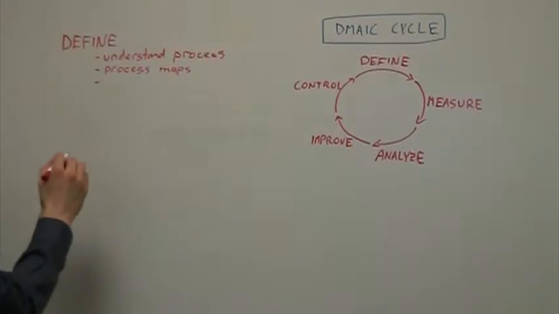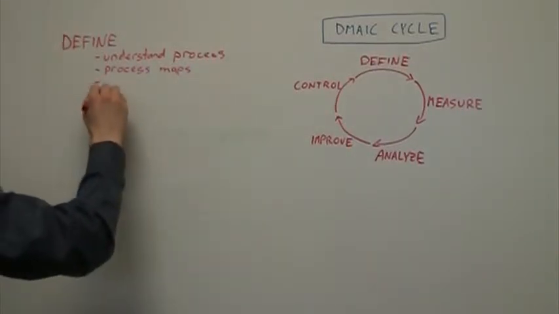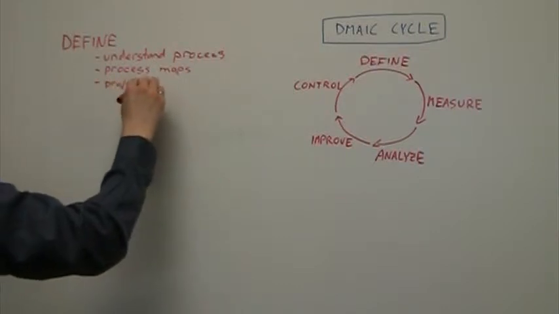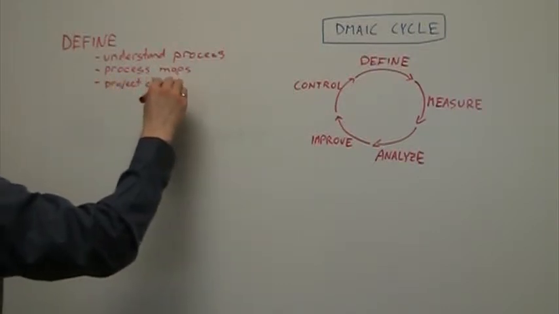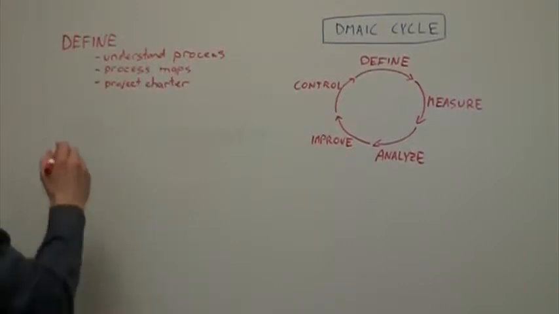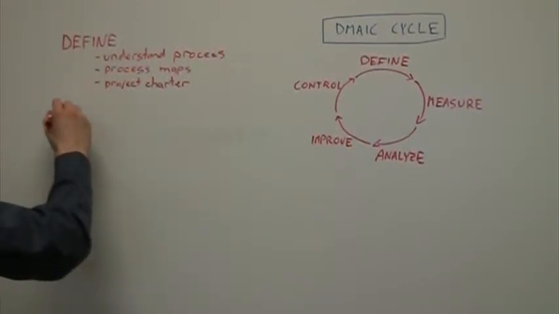And it's in this stage that the team also creates the project charter, which is the roadmap for the entire improvement project. And it tells the story of the entire project on 1 or 2 sheets of paper. So the next phase is measure.